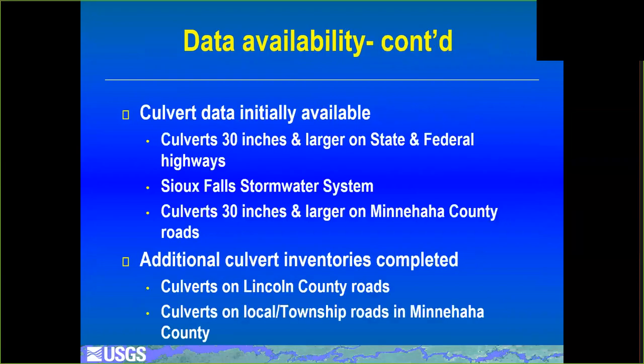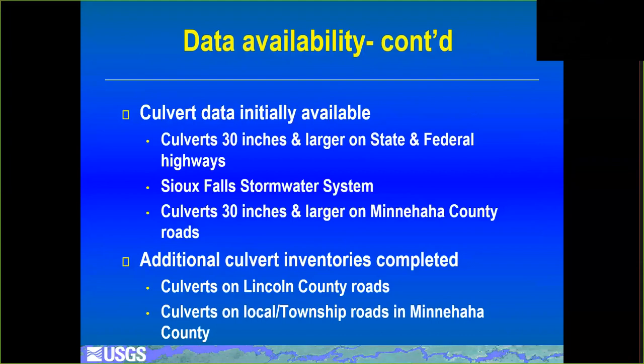Also, we had some culvert data available going into the project. There was an inventory that contained culverts, but only if they were 30 inches and larger on the state and federal highways. The city of Sioux Falls had a GIS of their stormwater system, and culverts were in there. They weren't necessarily in a featured data set by themselves, so we had to pick those out from the rest, but we were able to use that information.